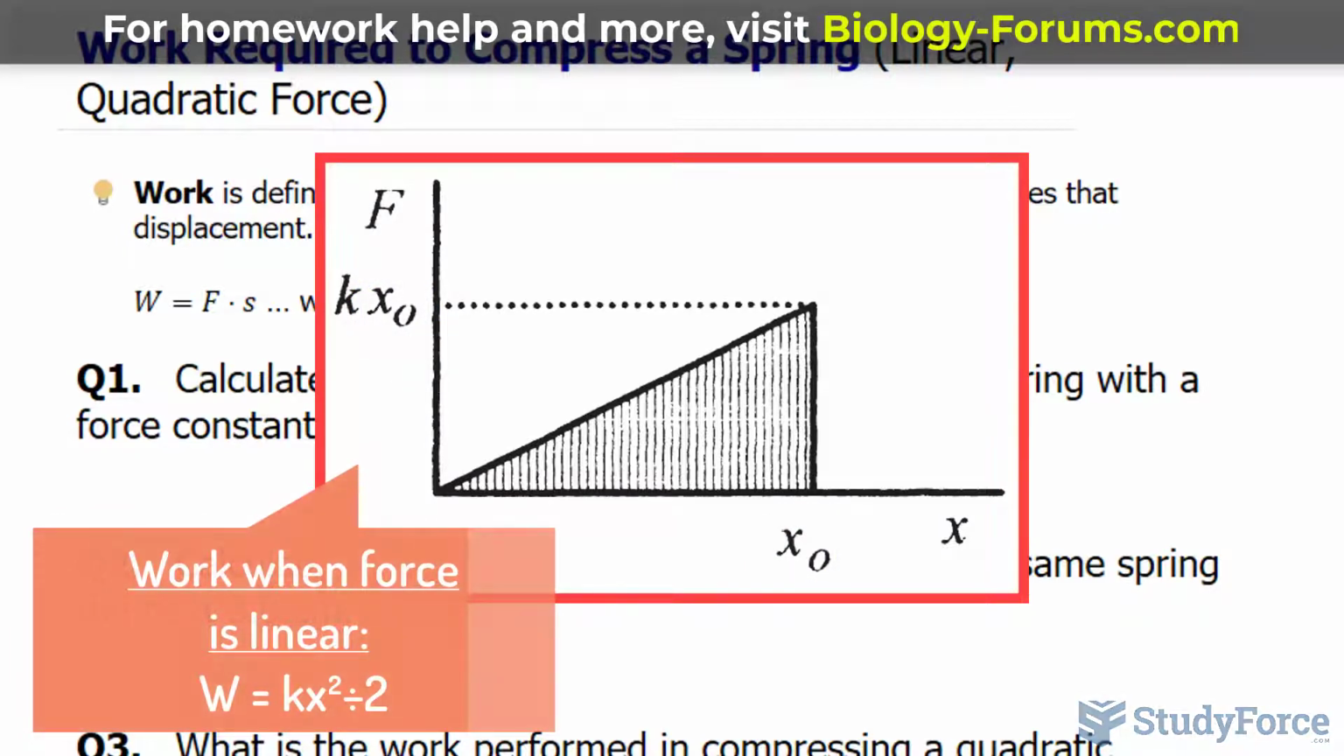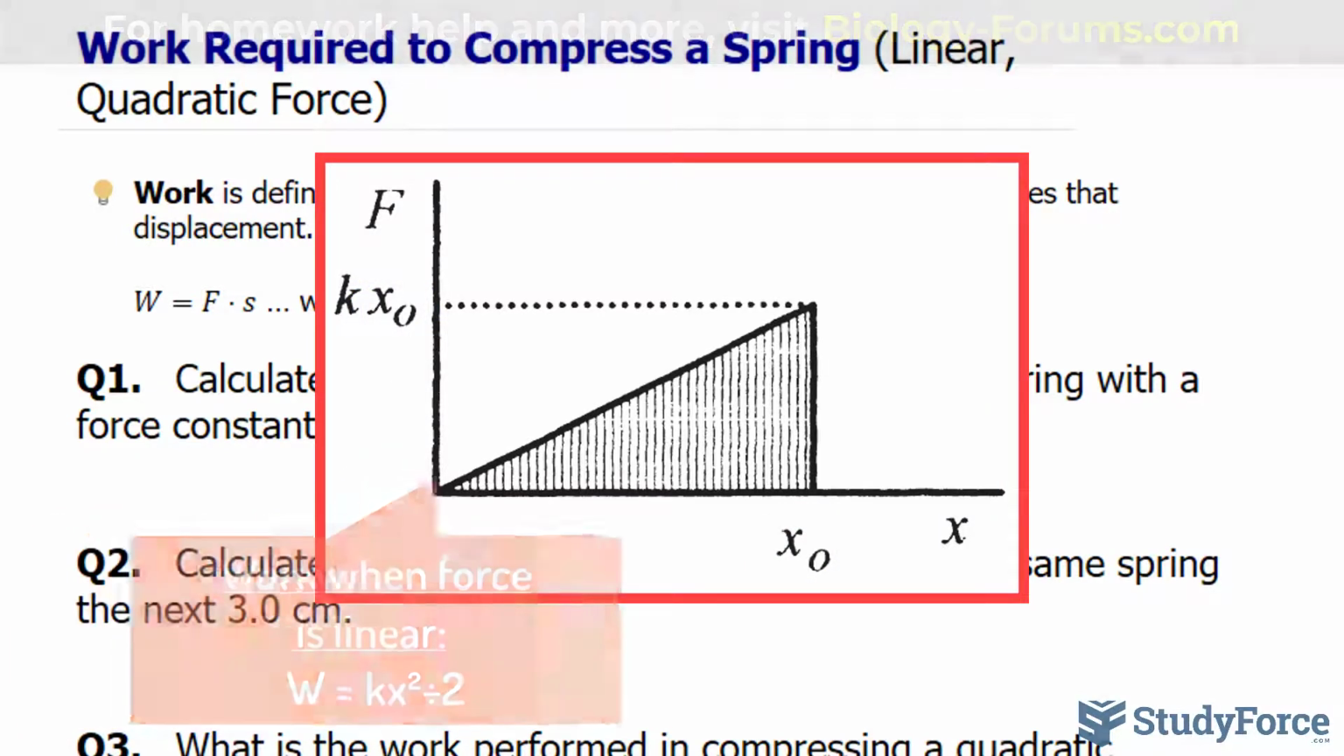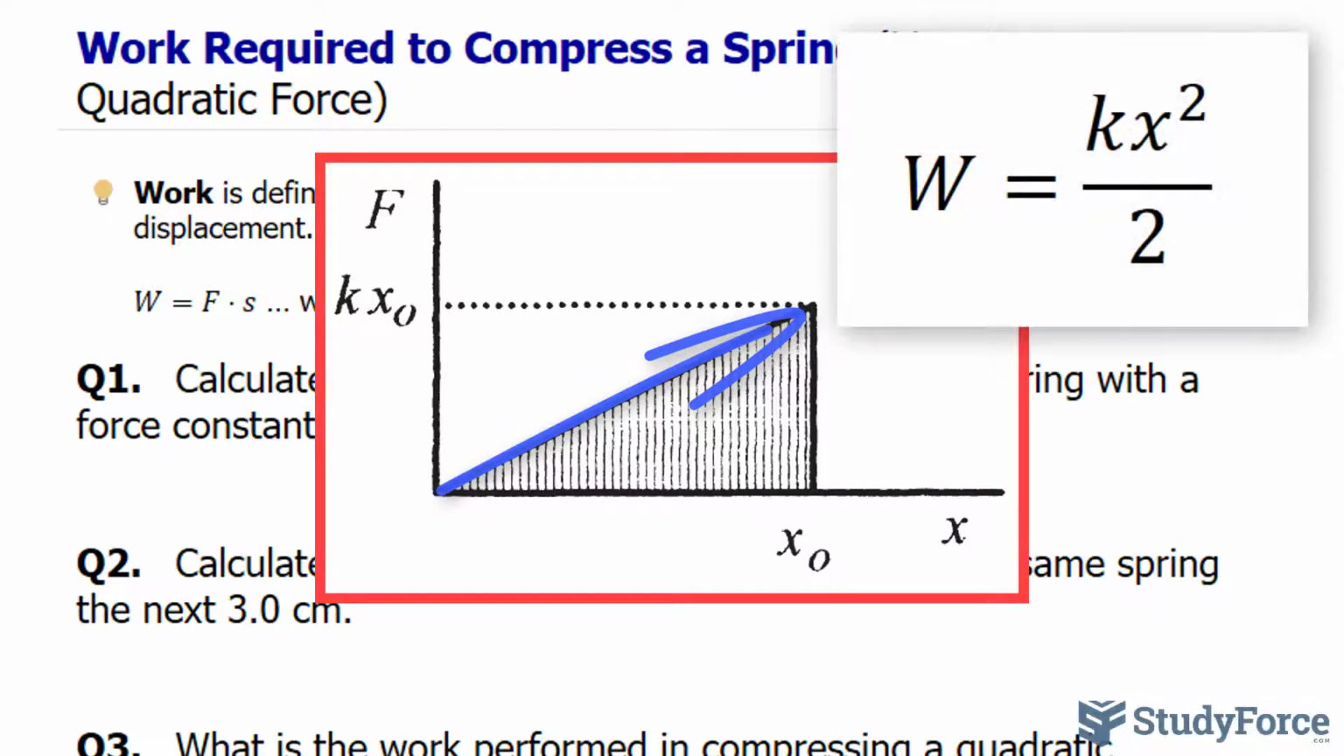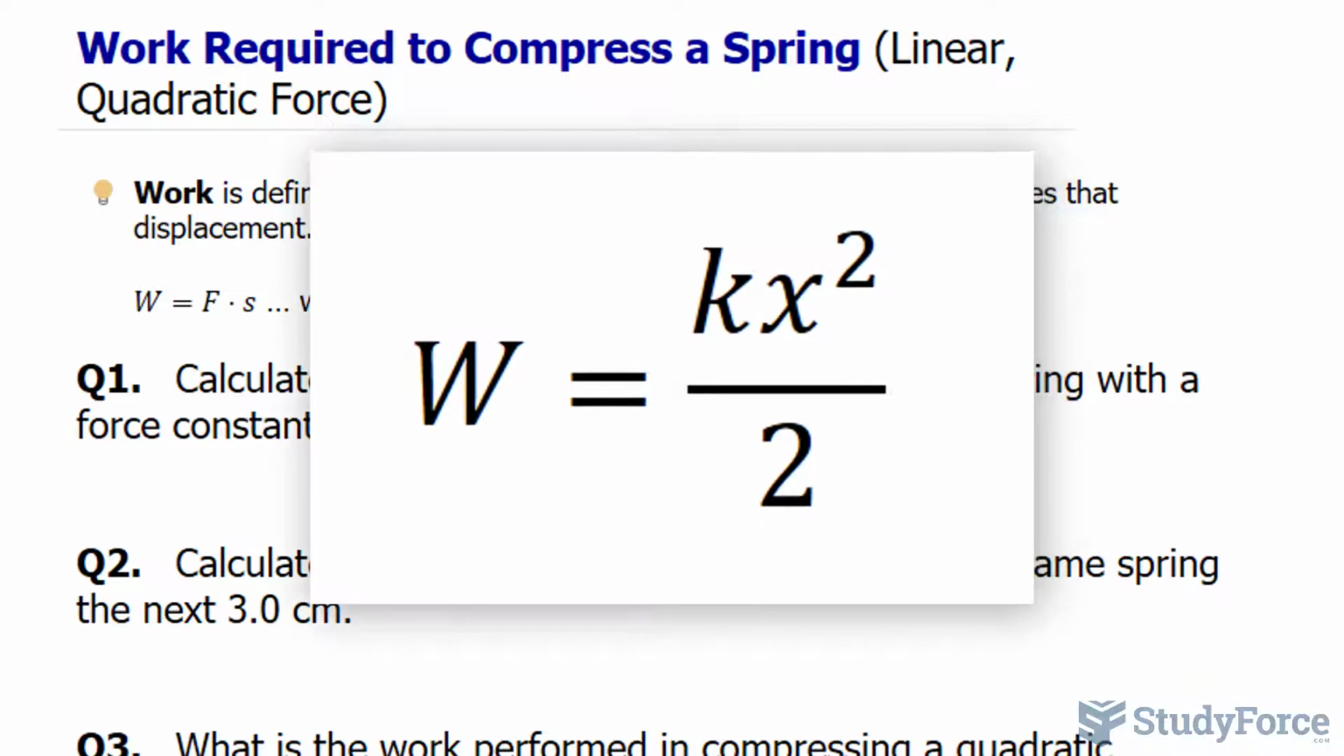Now, depending on the level that you're studying this, another way to come up with the formula for work when force is applied linearly is by taking the integral of this line. Either you can remember how to take the integral of a line, or just memorize this formula. Also, don't forget that every spring is unique. So we multiply this formula by a constant k depending on that specific spring.